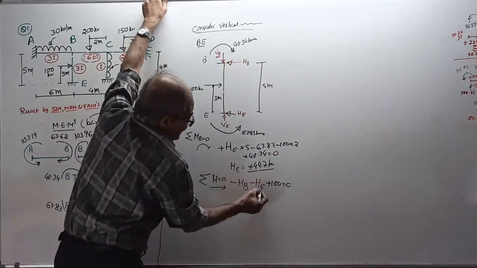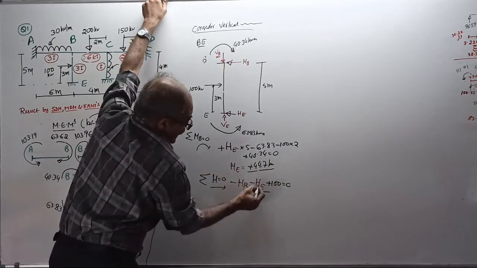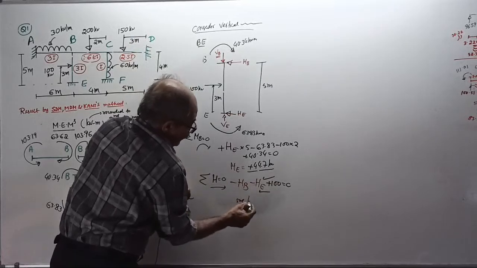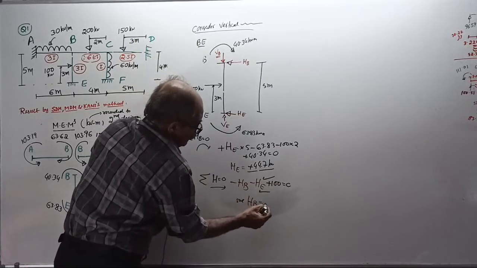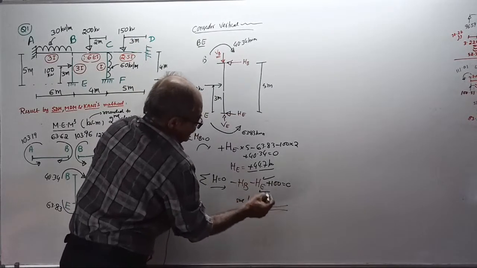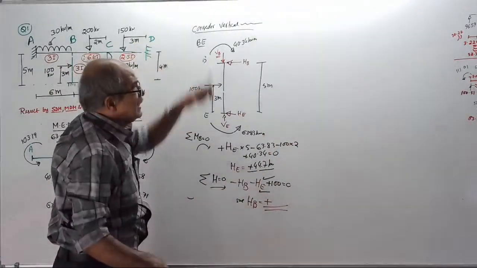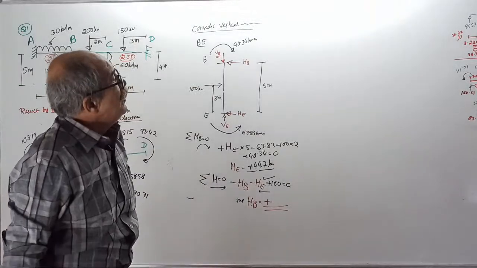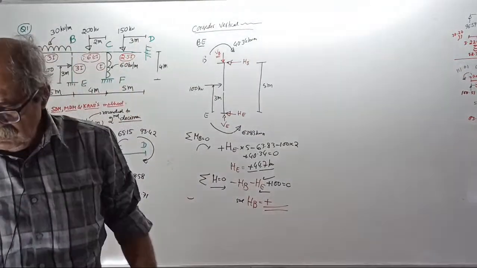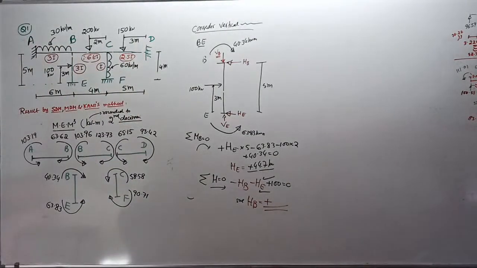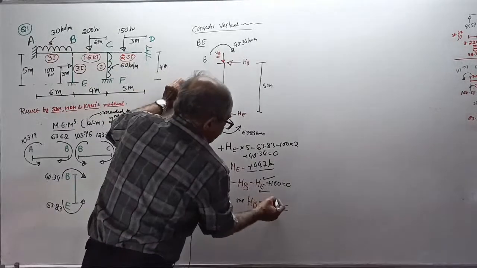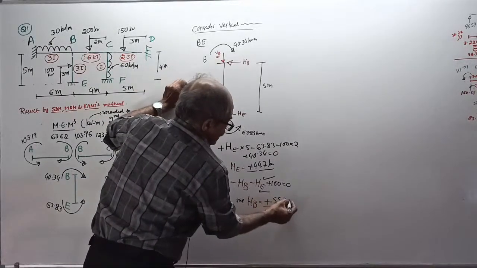You already know the HE value. Substitute that value and tell me what is the HB value. Answer. It will come plus. I am sure it will surely come plus because this will become that side. Answer. Is it plus 55.30? Yes, it is plus 55.30. Over.